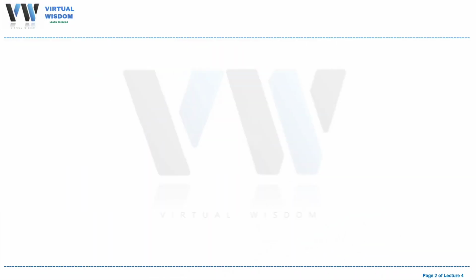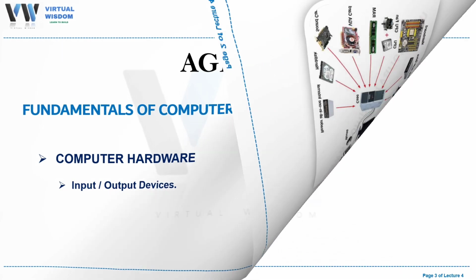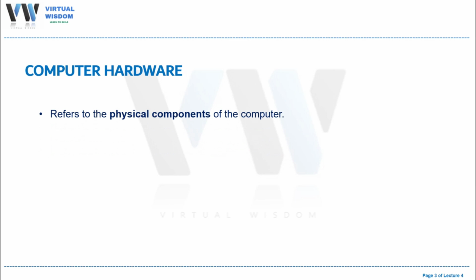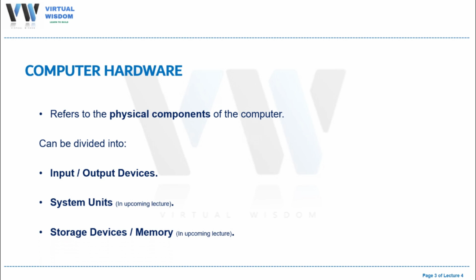In today's lecture we will be discussing computer hardware. When we talk about hardware, the first thing that comes to mind is anything which has physical appearance. So the term computer hardware refers to the physical components of the computer. We can divide computer hardware into input and output devices, system units, and storage and memory devices. But in today's lecture we will only be discussing input and output devices.